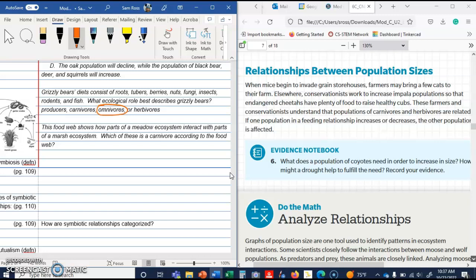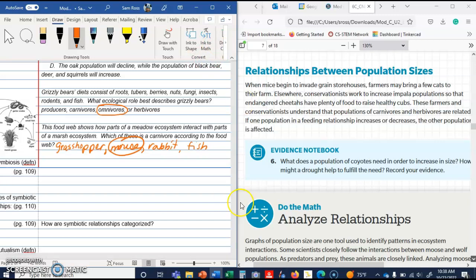This food web shows how parts of a meadow system interact with parts of a marsh system. Which of these is a carnivore according to the food web? Hold up a minute. Oh, I didn't even list it for you. So there's grasshopper, mouse, rabbit, or fish. And the carnivore, according to this, is going to be the mouse. That's really interesting. Okay, so let's keep on keeping on.